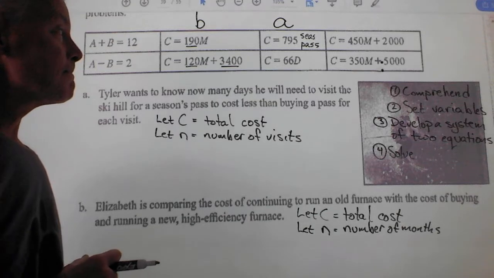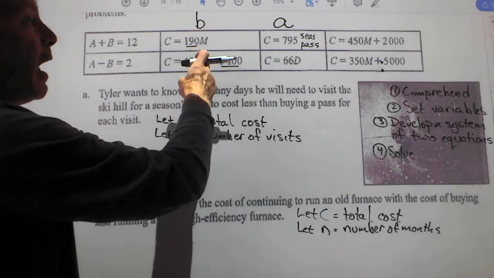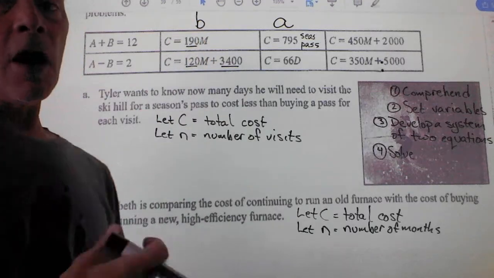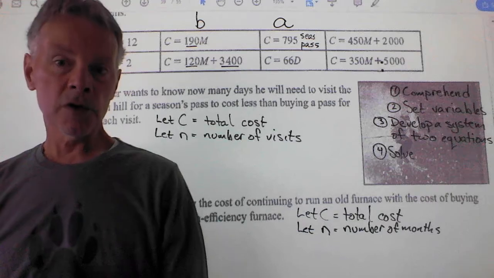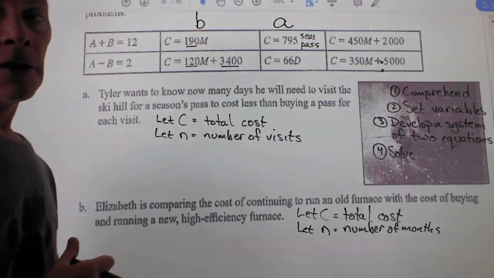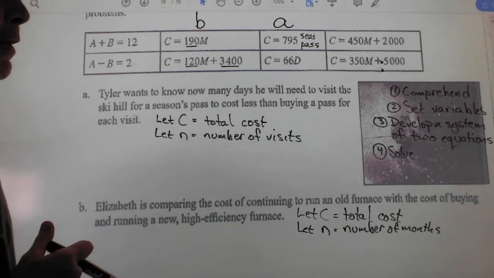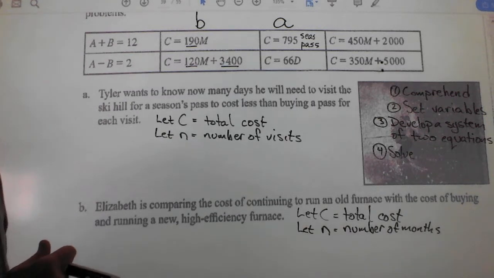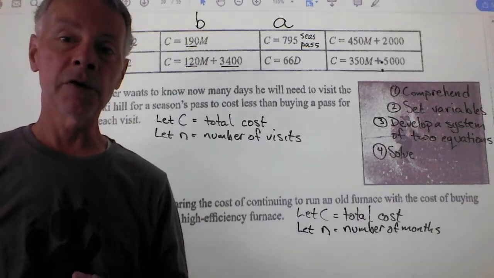Now you could use these equations to figure out how many months you would have to operate your new high efficiency furnace in order to make up the cost of that initial outlay on your furnace. From the looks of things, it would be about 4.5 years. Which isn't bad because most furnaces last for 20 or 25 or 30 years.